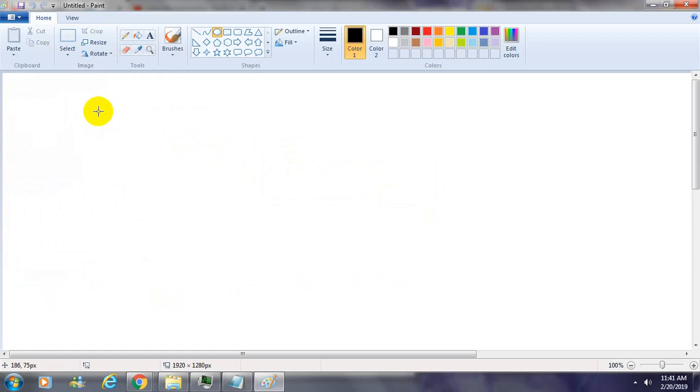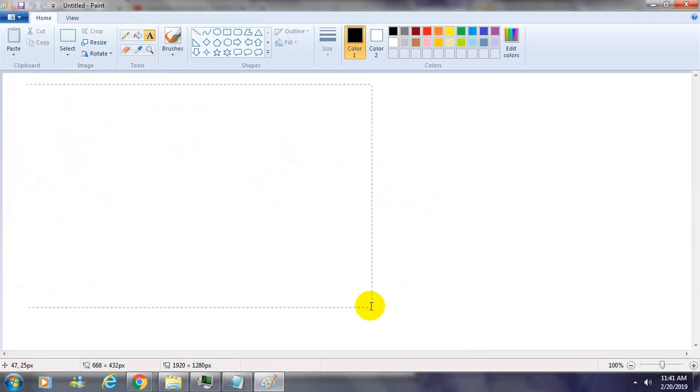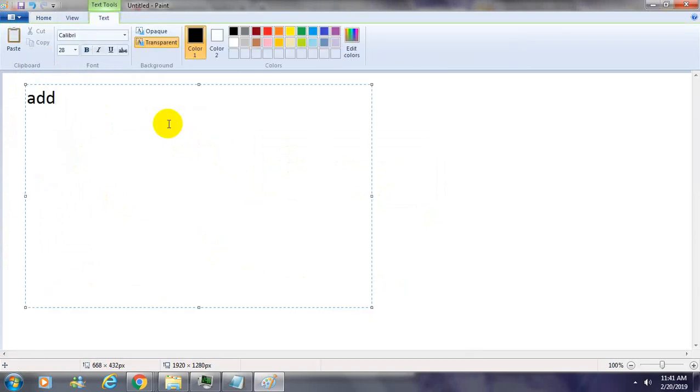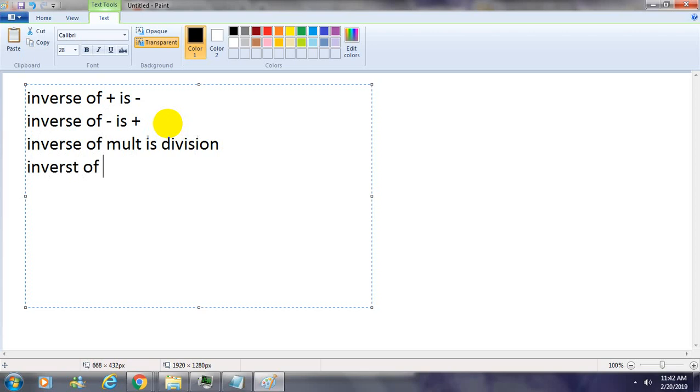The inverse of addition is subtraction. The inverse of subtraction is addition. The inverse of multiplication is division. The inverse of division is multiplication. Okay, that's it for this one.